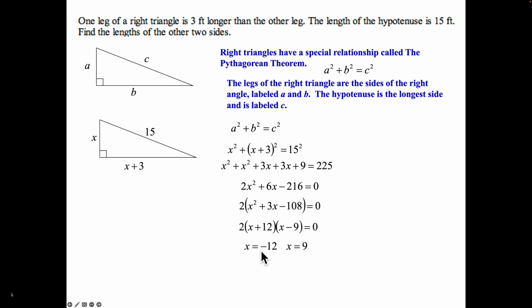Wait a minute. Just like the cutting board, we can't have a side of our triangle be negative. So we throw out the negative 12. So the short leg A, that's going to be the 9. The longer leg B is going to be 9 plus 3, which is 12. So the other two sides are 9 feet and 12 feet long.